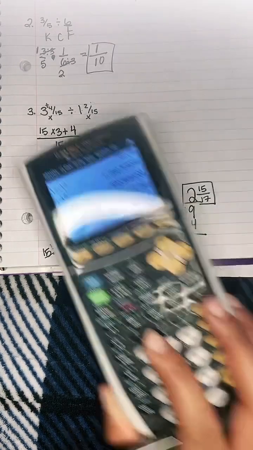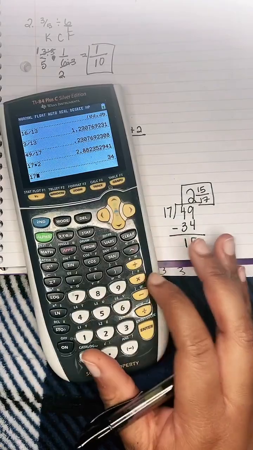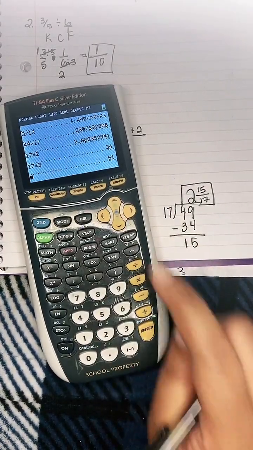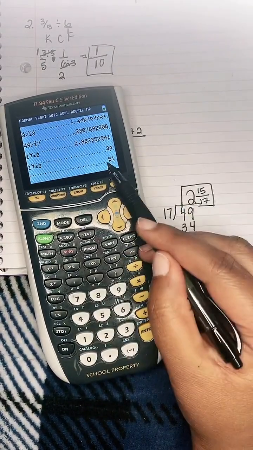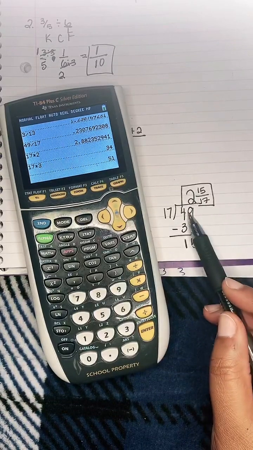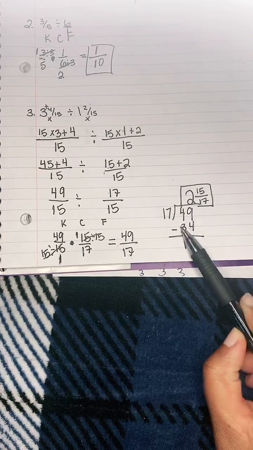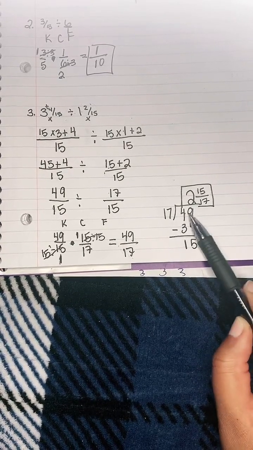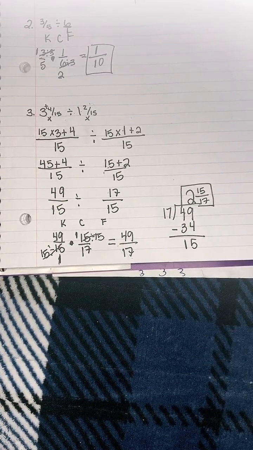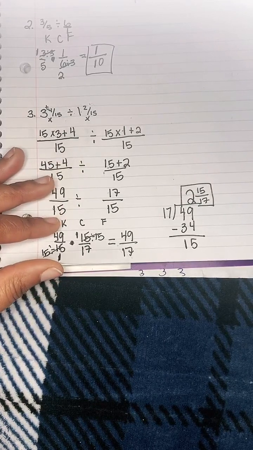Ooh, so somebody says it's 3. Well, let's see. Because if we do 17 times 3, we would get 51. 51 is bigger than 49. So that's why it can't be 3. Because this will be 51 and then it would be too much under there. I hope that makes sense.